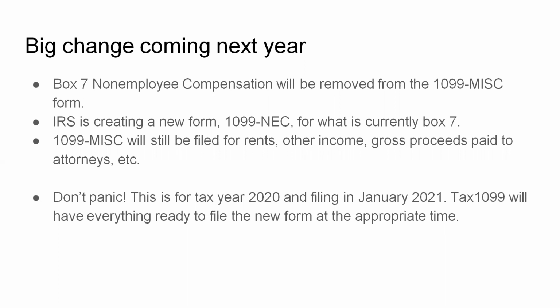And in order to make that more streamlined on the IRS side, they're separating the Box 7 form out. Again, 2020, so don't panic. This is for next year, 2020, filing in January 2021, and we will be ready to have all of that at the appropriate time. Just making you aware of it because you will hear something about it.